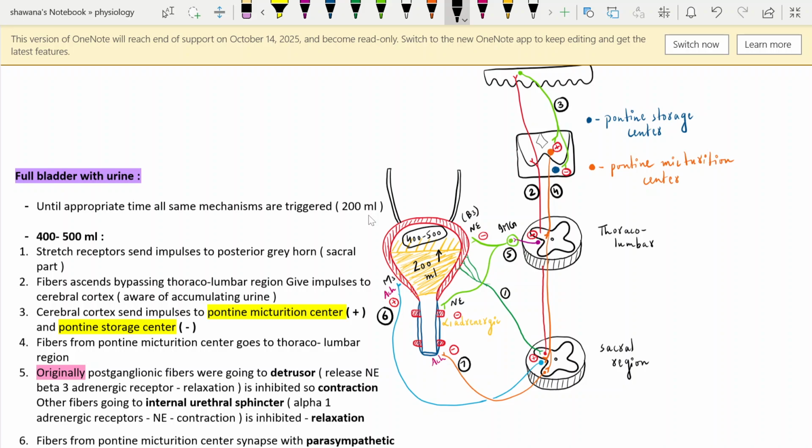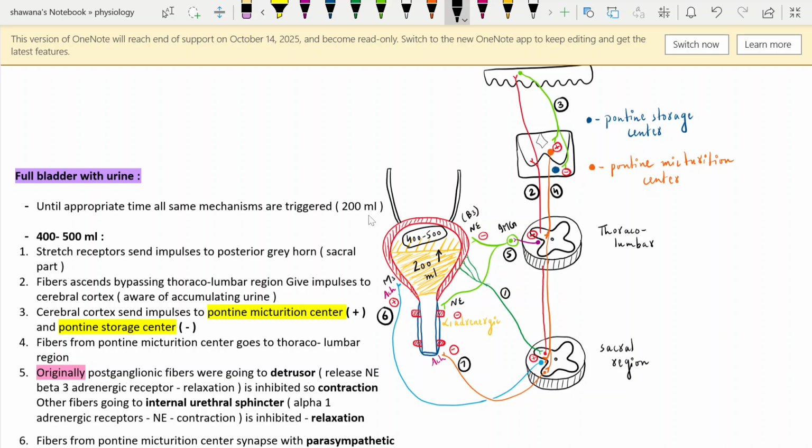Action potentials will go towards the sacral region of the spinal cord and the fibers will start to ascend. These ascending fibers will bypass the thoraco-lumbar region, and they go directly towards the cerebral cortex and the pons. When the fibers reach the cerebral cortex, the person starts to become aware of the accumulating urine in the bladder. Second step was that the fibers ascend towards the cerebral cortex.